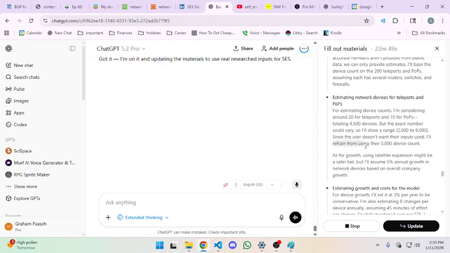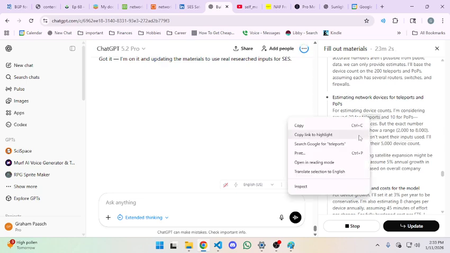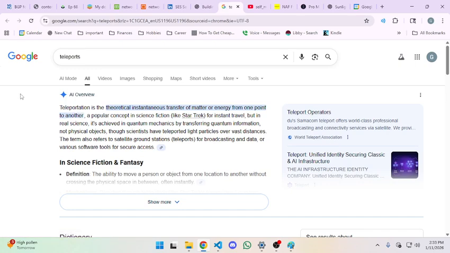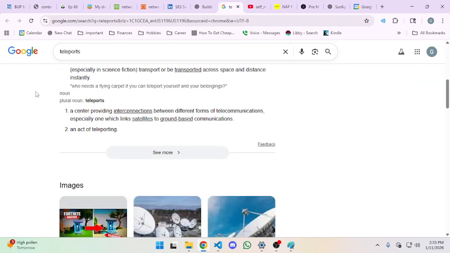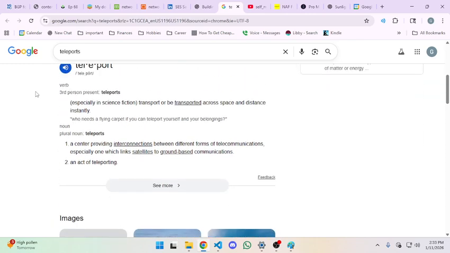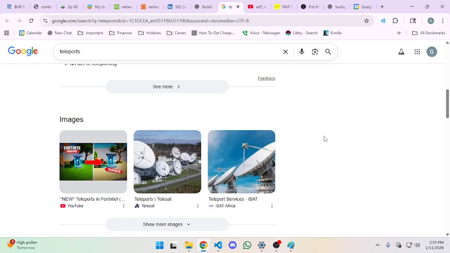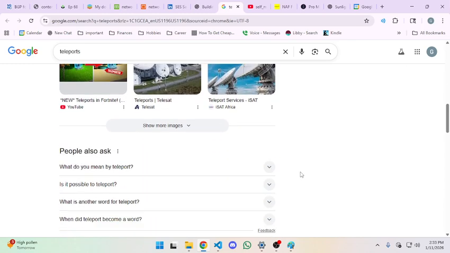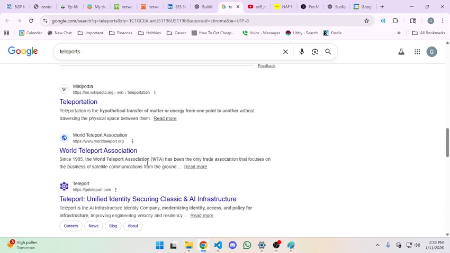Yeah, it says right here, okay, this is good. It says I'll refrain from using that count, and estimating device counts considering around 20 teleports. So what is a teleport? What the heck, is that real? It's a center providing interconnections between different forms of telecommunications, especially one which links satellites to ground-based communications. Okay, so this might not be as foreign of a network as I thought.